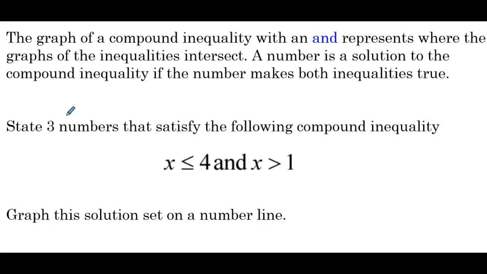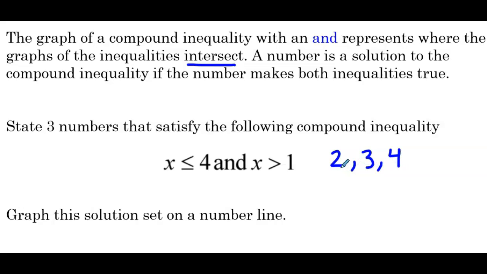The graph of a compound inequality with an "and" represents where the graphs of the inequalities intersect. A number is a solution to the compound inequality if the number makes both inequalities true. So we're looking for values that make both inequalities true. Has to be both. So state three numbers that satisfy the following compound inequality. x is less than or equal to 4, and x is greater than 1. So we need numbers that are less than or equal to 4 and greater than 1. So 2 is an example, 3 is an example, 4 is an example.